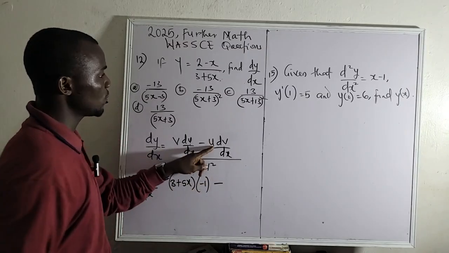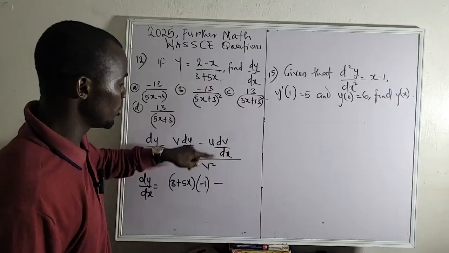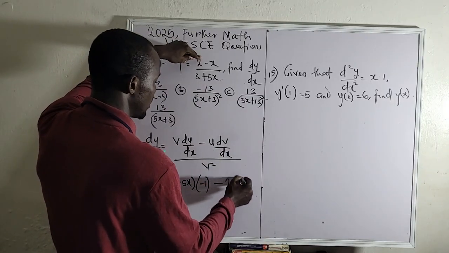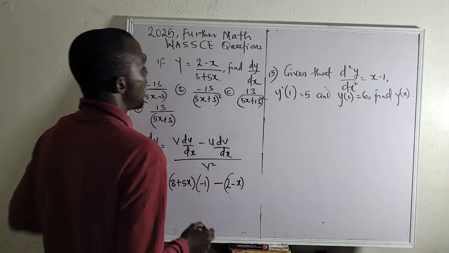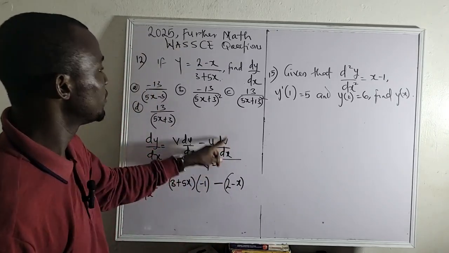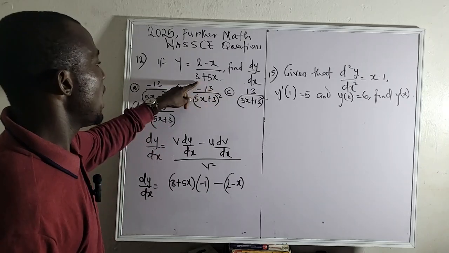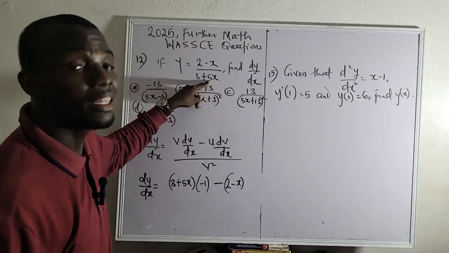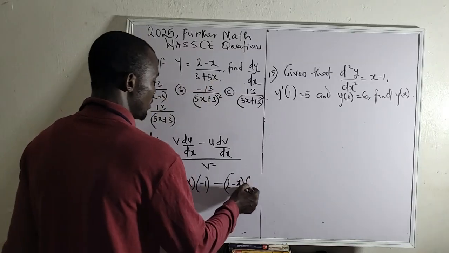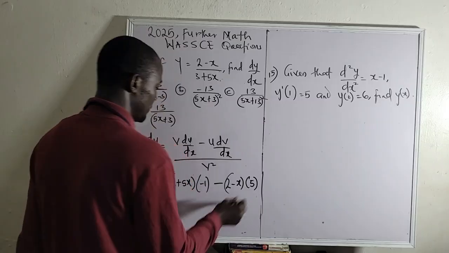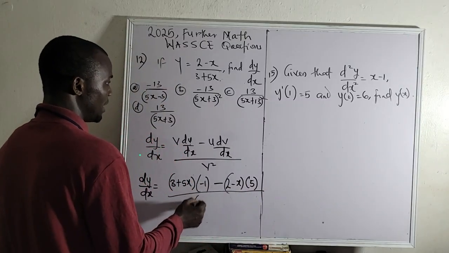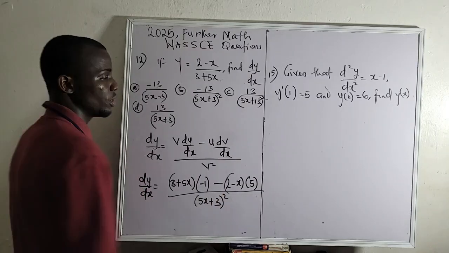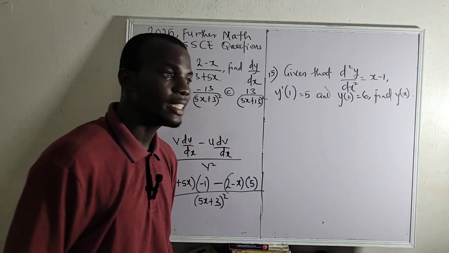Then minus this other part, we have to keep u constant. U is the numerator, so we have 2 minus x. We keep it constant. And then we have to find the derivative of the denominator. The derivative of 3 is 0. The derivative of 5x will leave us with 5. So this will be multiplied by 5 right here. And everything divided by 5x plus 3 all squared. That is what we are going to get.